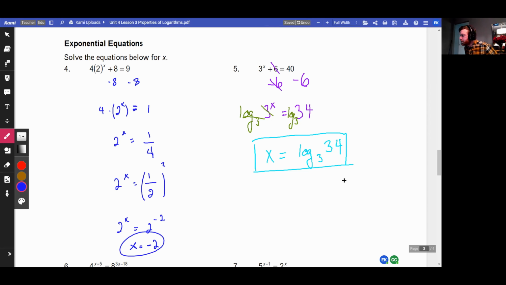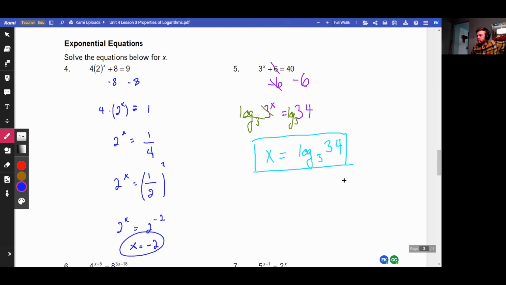Cool. I'm gonna check out your answer. I ended up getting x equals -2. Let me see. I'm just gonna plug that into your equation, make sure that makes sense to me. We got 4 times 2 to the -2. That's 4 times 1 over 4. So that's 1 plus 8 is 9, and that equals 9. So I'm happy. Excellent.